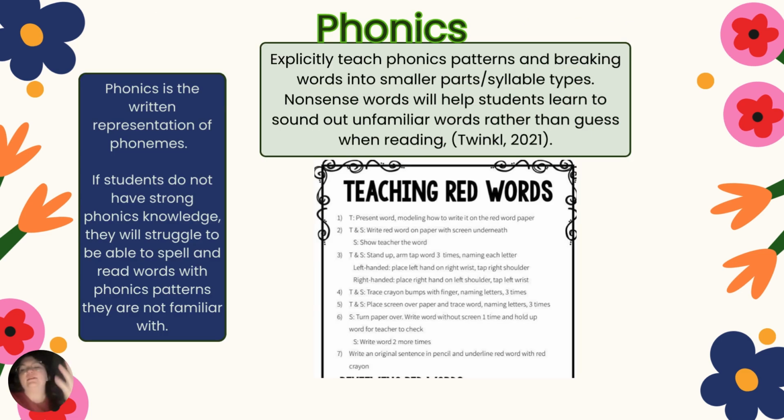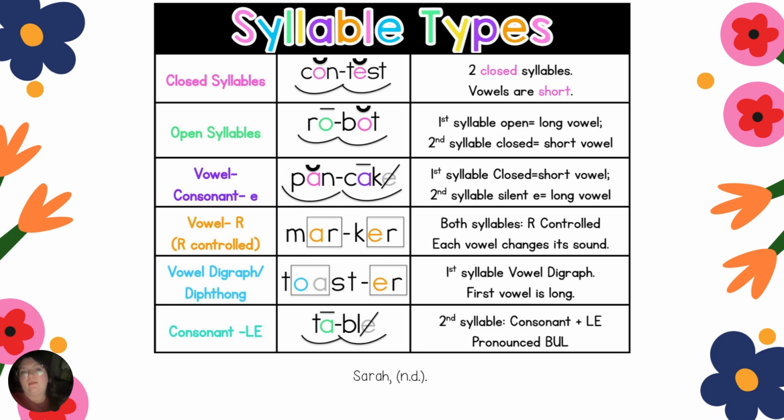So for phonics, that's the written representation of those sounds. So a student may struggle with responding to a prompt and with spelling words with patterns they're unfamiliar with. So teach students phonics patterns and syllable types explicitly. Have them spell and read nonsense words to sound all words out when reading instead of guessing. Some words don't follow a typical pattern, so we would teach them using this red word routine, which is Orton-Gillingham based. This is 6 syllable types, and technically there are 7, but I like this graphic.